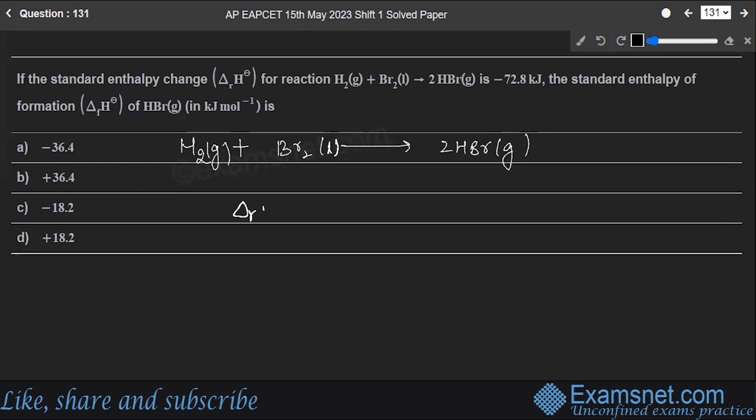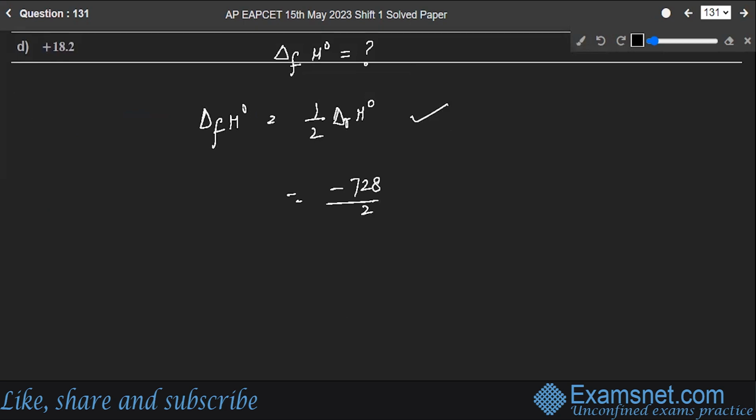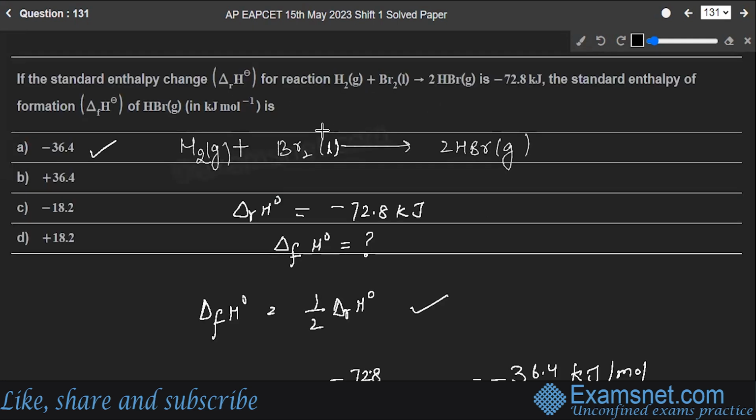So standard enthalpy change is equal to minus 72.8 kilojoules, and you have to find out the standard enthalpy of formation. This is what you need to find out. Now this is given by half of this. Standard enthalpy of formation of hydrogen bromide is given by half of this. So you already have got this, minus 72.8 divided by 2. This will be equal to minus 36.4 kilojoules per mole. This is the answer to the question, and you have option A as the right answer.